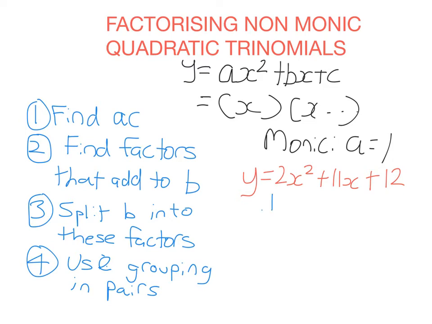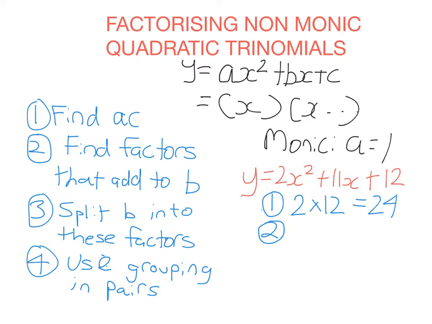So the first step is to calculate a times c. So a is just 2, the number in front of x squared, and c is just the number by itself, 12. So AC is 24, easy as. Now, the second step is that we need to calculate the factors of 24, but we need factors of 24 that add to b. In this case, b, the number in front of x, is 11. So we want 2 factors of 24 that add to 11.